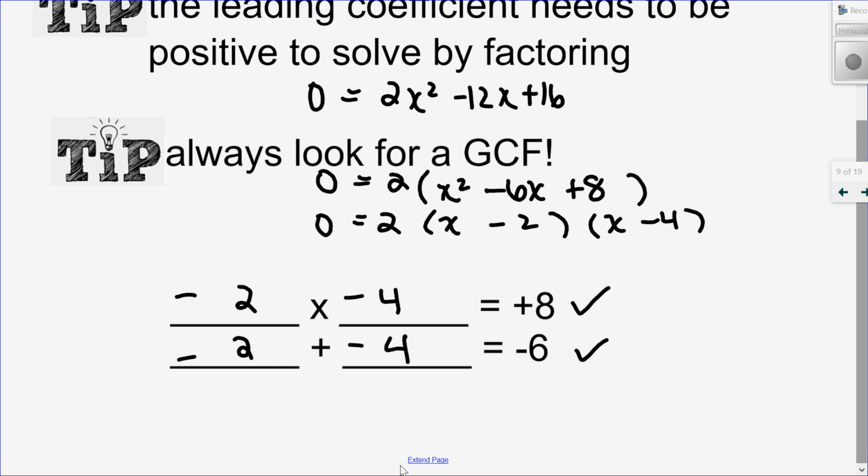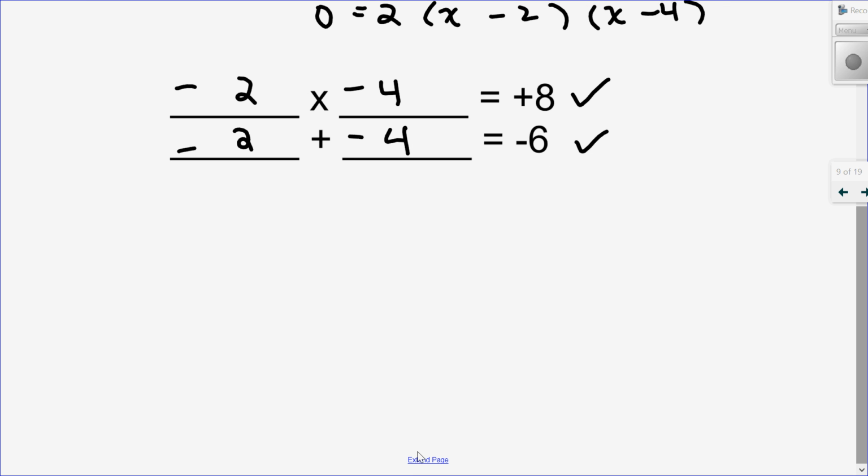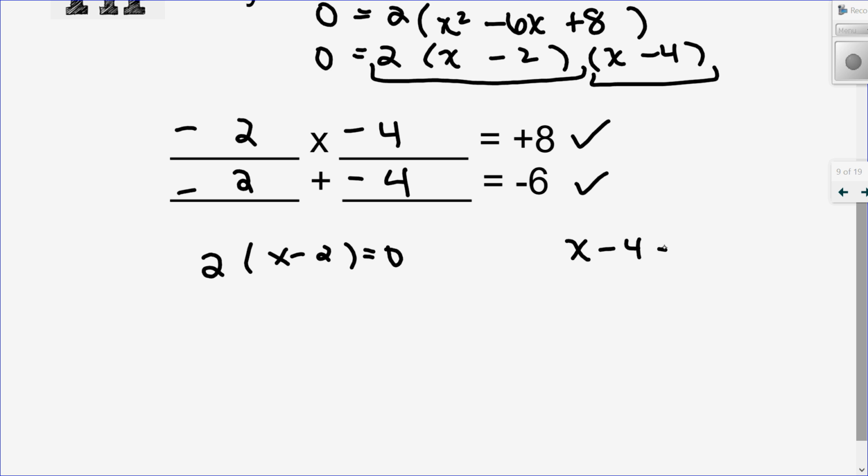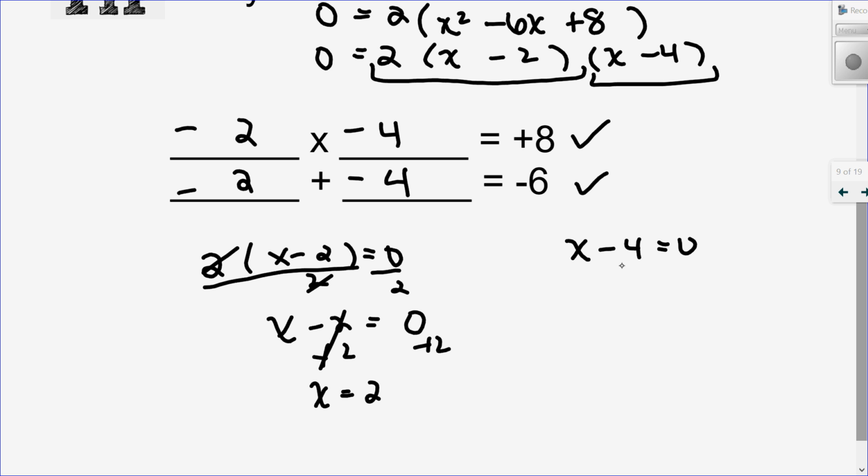Okay, so now that I've factored it, I'm going to set each factor equal to 0 and solve. So my first factor, I'm going to group the 2 with the first factor. So 2 times x minus 2 equals 0. And then my second factor is just x minus 4. So on this one here, I'm going to divide both sides by 2. 2 divided by 2 is 1. And I'm left with x minus 2 equals 0. And then I'm going to add 2 to both sides, and x equals 2. Over here, I just add 4 to both sides, and then x equals 4. So my solutions are 2 and 4.